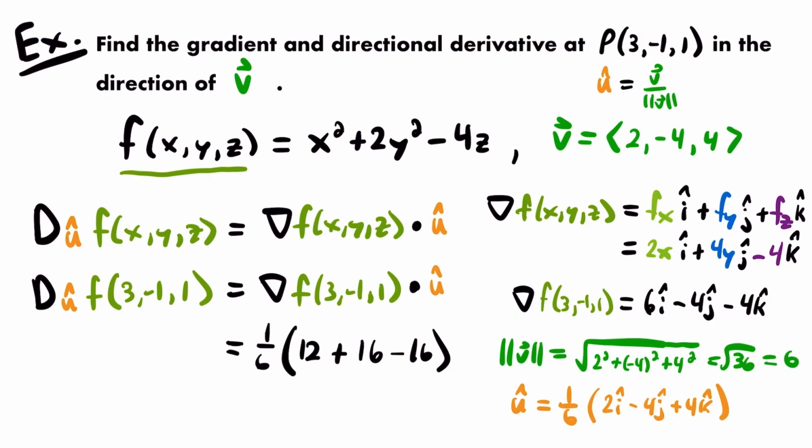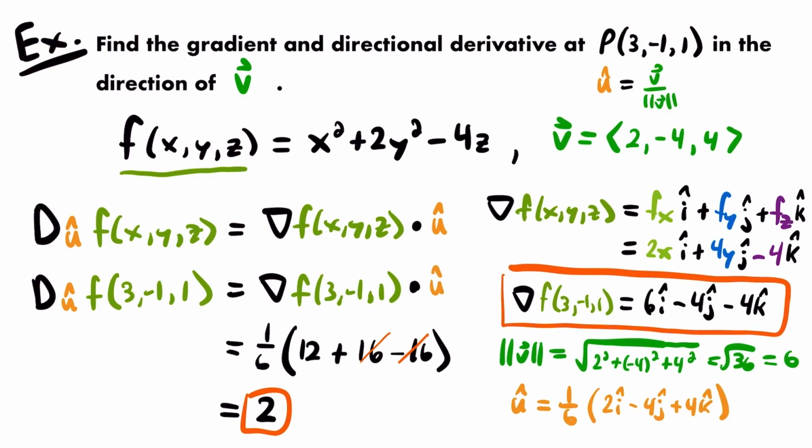But then notice that we have positive 16 and -16. Those will cancel out to be 0. So we just have 1/6 times 12, which is 2. And so that would be our final answer. The directional derivative at the point 3, -1, 1 in the direction of this vector is 2. And to find that, we did use the gradient at that point, which was this vector right here. So I'll box that in as well because we also wanted to find that for this problem. But those two answers are the final answers to this example.